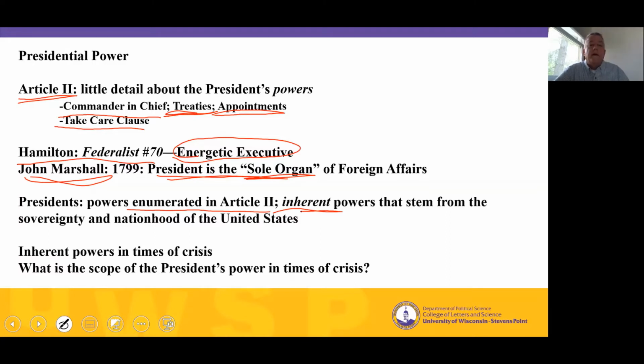So this gets us thinking about inherent power and when it becomes prominent. It becomes prominent usually during times of national crisis. And it's in those kinds of cases where courts, especially the Supreme Court, really have to sort out what the limits on presidential power are.